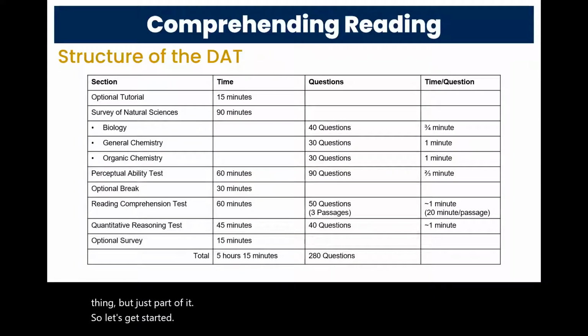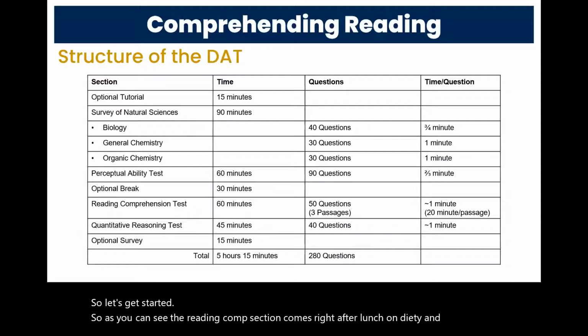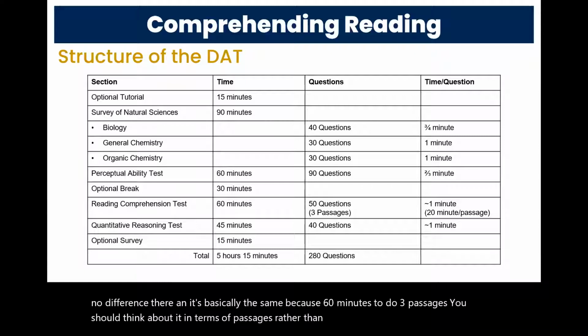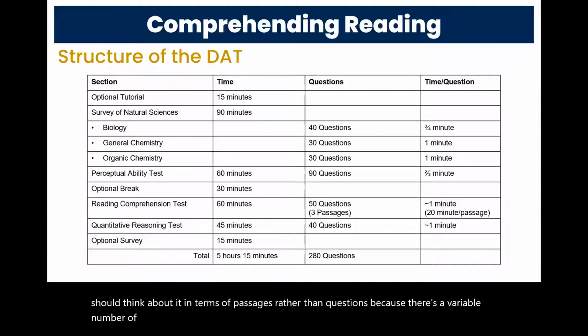As you can see, the reading comp section comes right after lunch on DAT and OAT. There's no difference there. And it's basically the same because you've got 60 minutes to do 3 passages. You should think about it in terms of passages rather than questions, because there's a variable number of questions per passage. So really you want to be taking 20 minutes per passage.